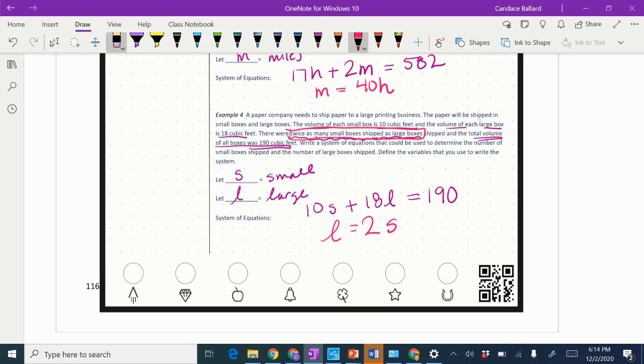Actually, I have it backwards. Sorry. That was wrong. Okay, and it's not erasing on me. Okay, there it goes. So it's twice as many small boxes shipped as large boxes. So that means my small equals twice my large.